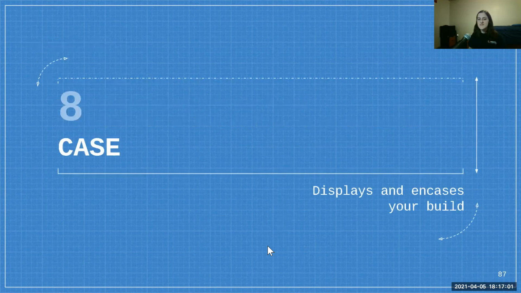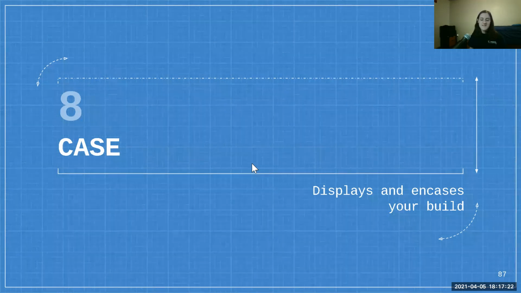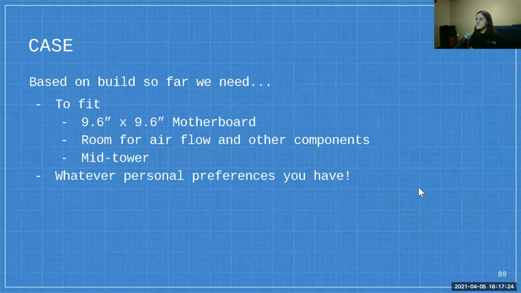So a case, we talked about how it's used because of protection from dust, and it provides ventilation depending on how you set your case up, but it's also just something to make your build look cool and look how you want it to look. So we have $75 left, so we're on a budget for sure, but let's go ahead and see our case options. Oh, but before that, let's see what we need.